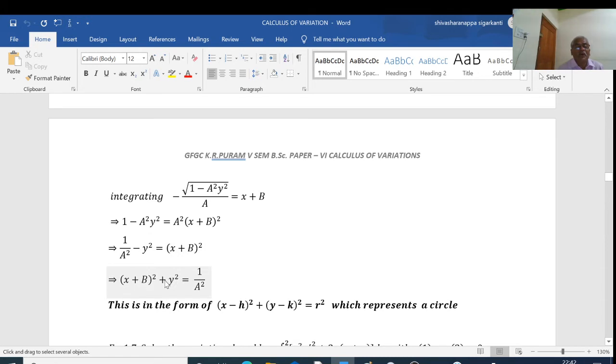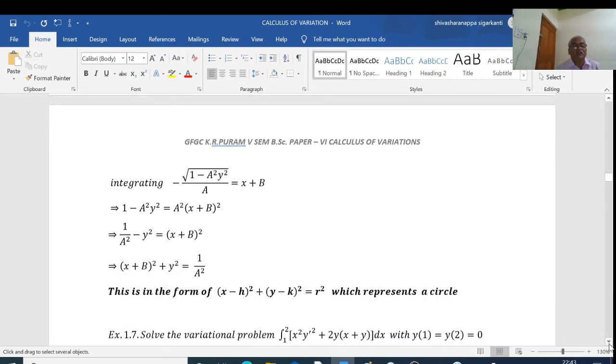X plus b whole square plus y square is equal to 1 by a square, and this is in the form of x minus alpha whole square plus y minus beta whole square is equal to r square. Okay, this is in the form of x minus alpha square plus y minus beta square is equal to r square, and this represents a circle. Okay, this is a circle.